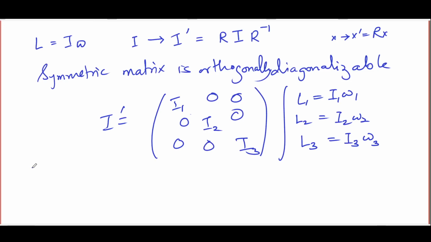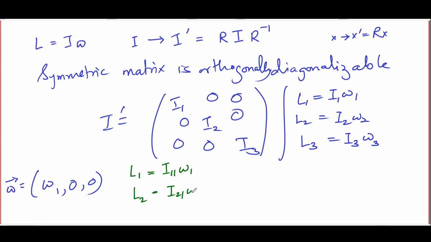Suppose I have an angular velocity which is entirely along the y-axis. That is, the omega vector has only one non-zero component, which is omega 1. All the other components are 0. Now, in general, for a non-diagonal moment of inertia tensor, this would have given us a result like this. L1 would have been I11 omega 1, L2 would have been I21 omega 1, and L3 would have been I31 omega 1. And these two would in general not have been 0.